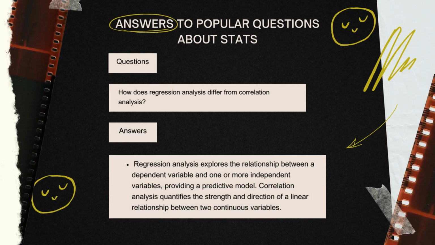Question: How does regression analysis differ from correlation analysis? Answer: Regression analysis explores the relationship between a dependent variable and one or more independent variables, providing a predictive model. Correlation analysis quantifies the strength and direction of a linear relationship between two continuous variables.